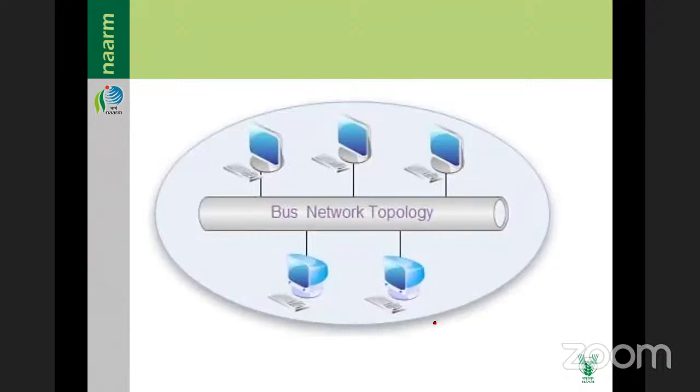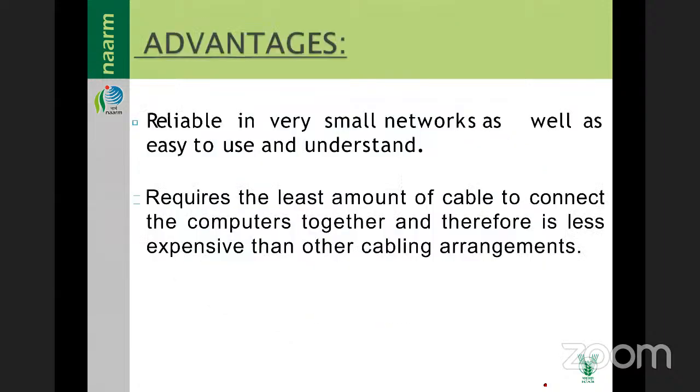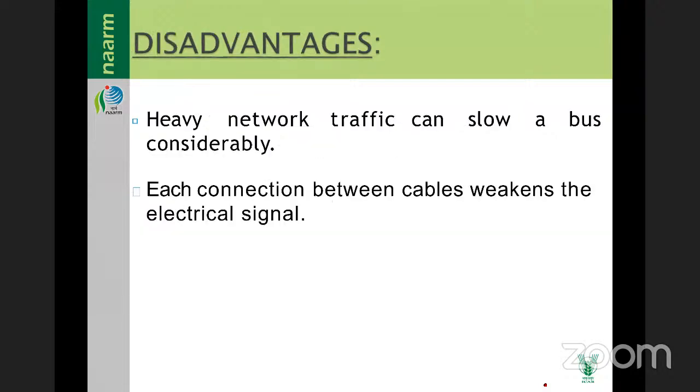Networks are connected here. There is a star topology, a different type, separate from this. Here it is the bus network type. It is reliable in a small network, and easy to use and understand. It requires the least amount of cable to connect the computers together, and therefore is less expensive than other cable arrangements.